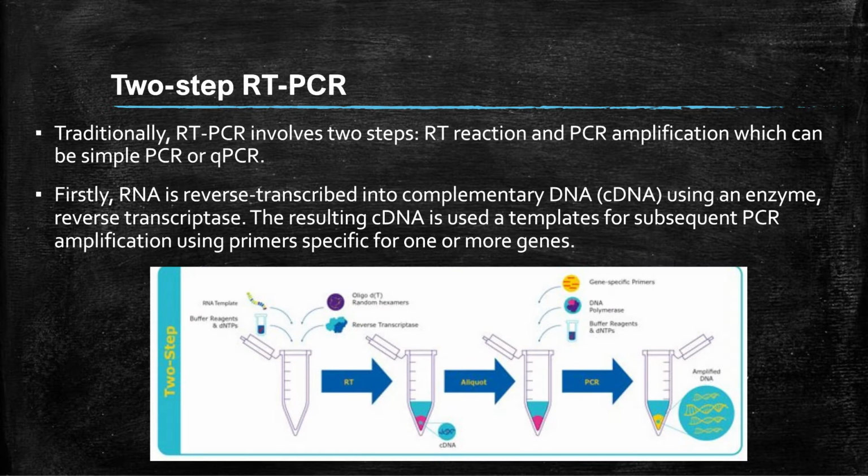Traditionally, RT-PCR involves two steps: one is the RT reaction and the other is PCR amplification, which can be simple PCR or qPCR. Firstly, RNA is reverse transcribed into cDNA, or complementary DNA, using the enzyme reverse transcriptase. The resulting cDNA is used as a template for subsequent PCR amplification using primers specific for one or more genes, which means that the PCR is done again to enable the process. This is what two-step RT-PCR looks like.